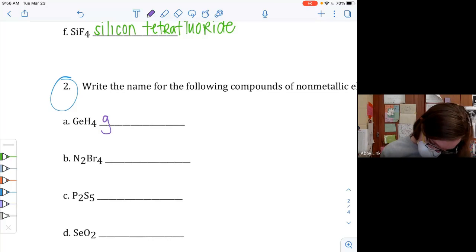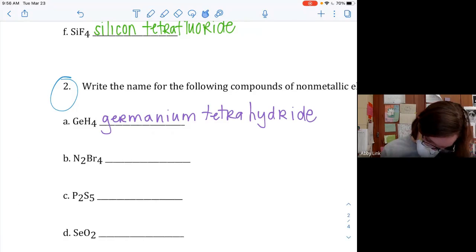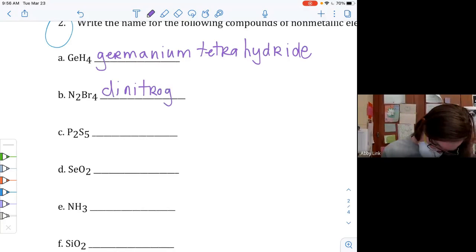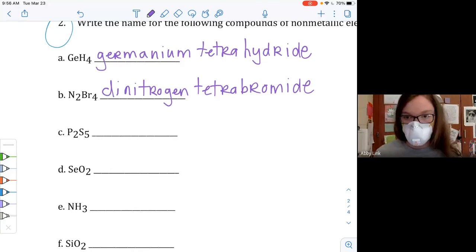I got germanium tetrahydride. All right, N2Br4, I got dinitrogen tetrabromide. You probably see what I mean already, that like 1 through 5 are the most common prefixes, right?